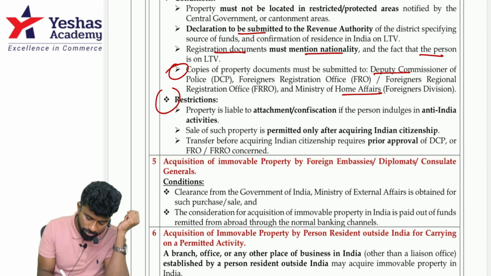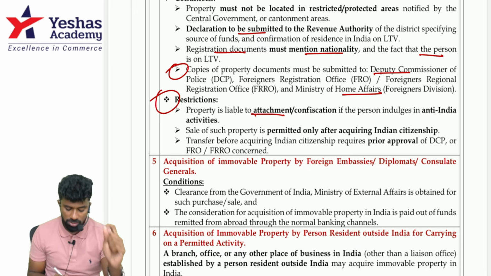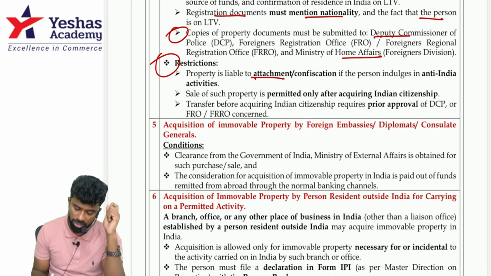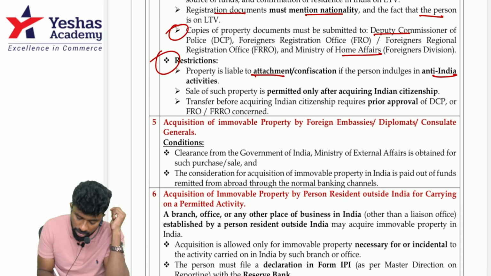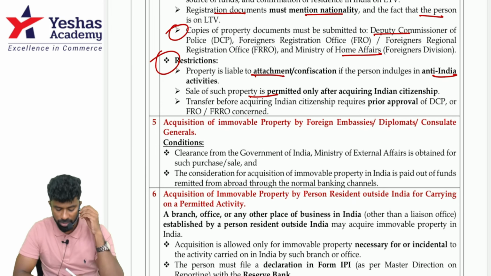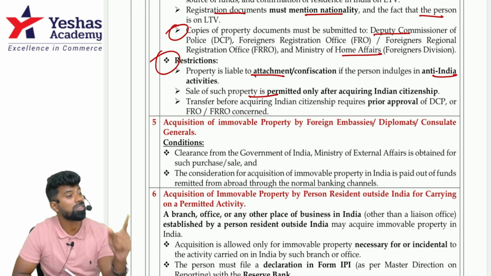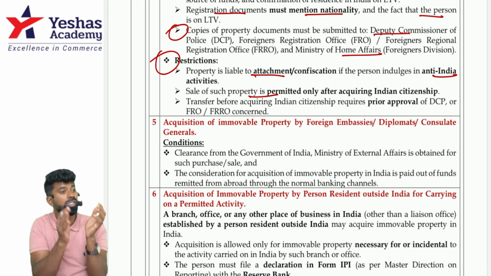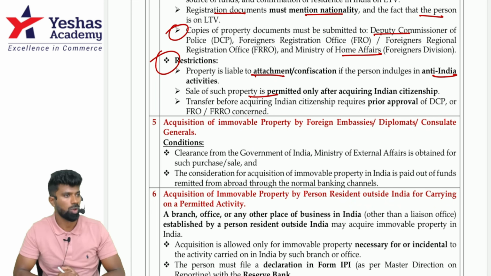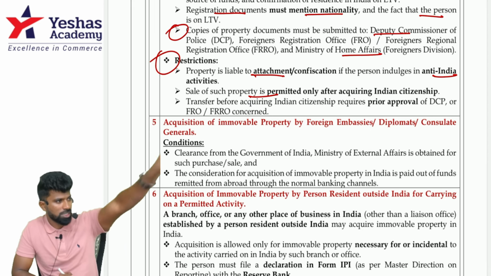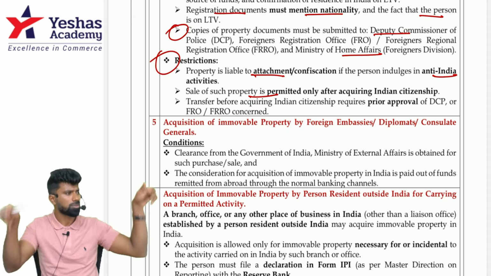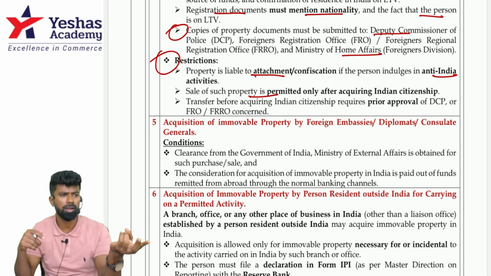Last one, restrictions. The property is liable to attachment or confiscation if the person indulges in what? Anti-India activities. Second one, sale of such property is permitted only after acquiring what citizenship? Indian citizenship. There is scope to ask a practical question based on this topic. That is why I said it is important. Who are long-term visa holders? The ones who have come from those specific countries. What are those countries? Afghanistan, Pakistan, Bangladesh.